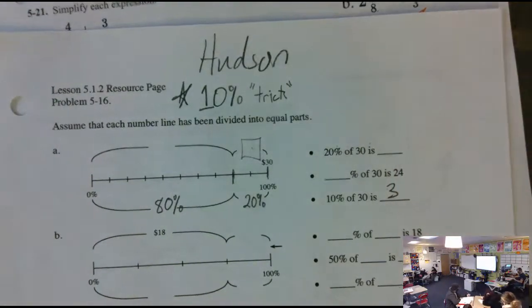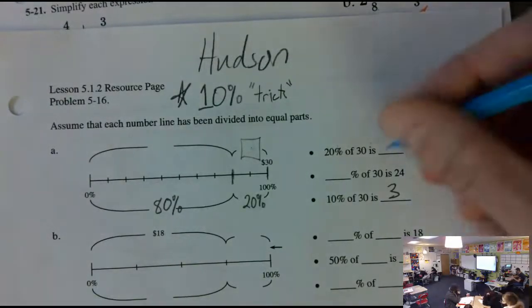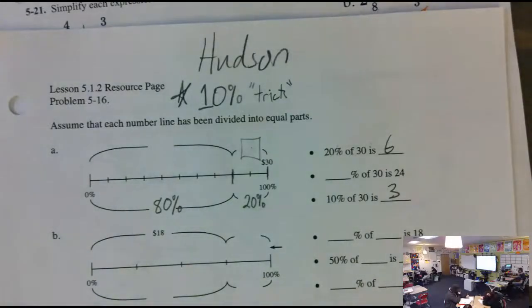Which means, Layla Davis, what's 20% of 30 then? 6. So go ahead and keep going. I'm going to flip the 5-minute timer. I'll walk around and take questions if you want, but I'd rather you ask each other whatever questions you got.